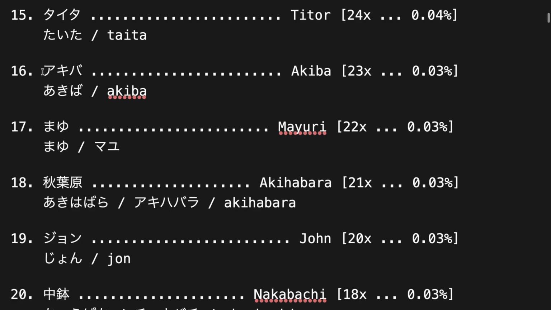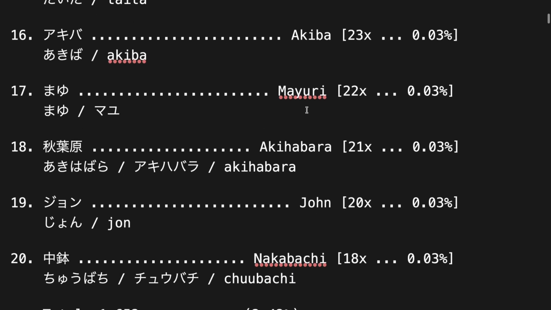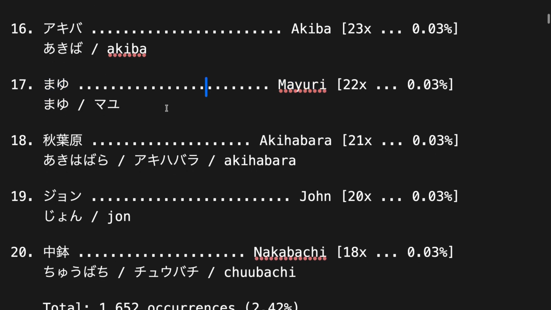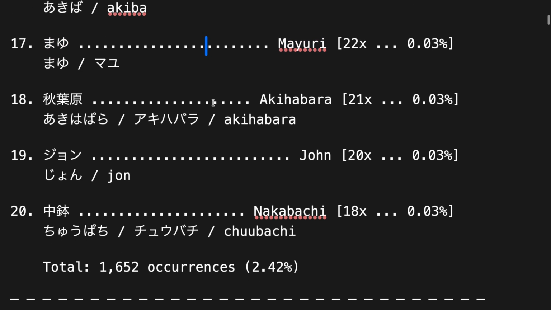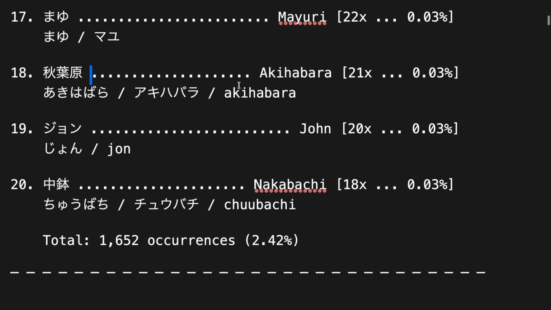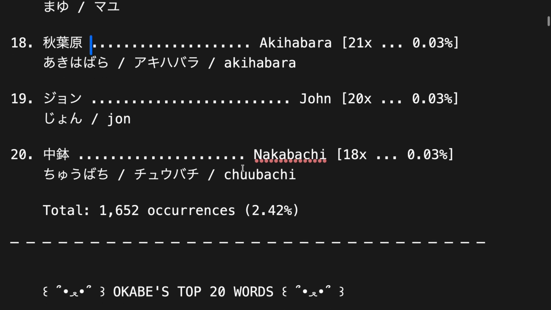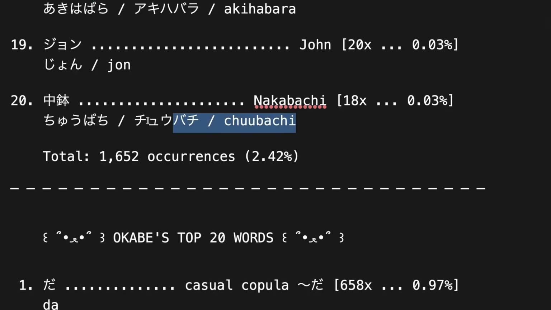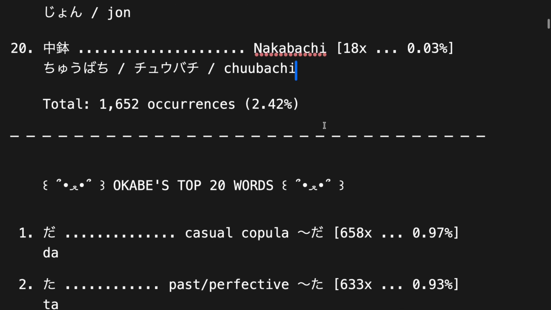I kind of forgot this character, Akiba. And something's a little bit broken with Mayuri here. I don't know, my program's not exactly right, but it's decent. It's working quite well. And somehow it accidentally thought that the place Akihabara, which is a name of a place, was a person, but it put it into the names with people. So I guess they really said this enough to where it popped up. And Dr. Nakabachi got a wrong spelling here in the Hiragana, Katakana, Romaji section, but that's fine. We know it's Nakabachi.